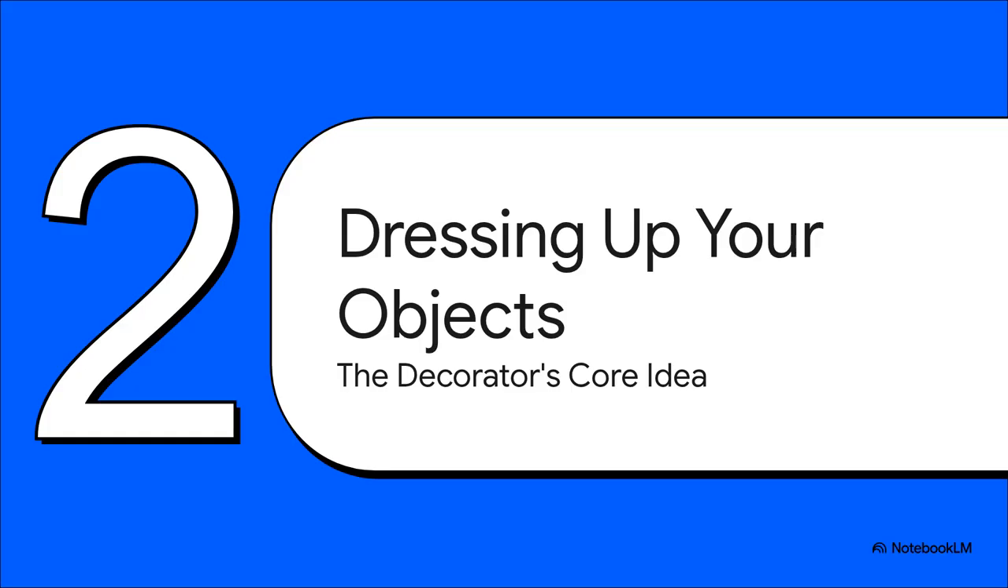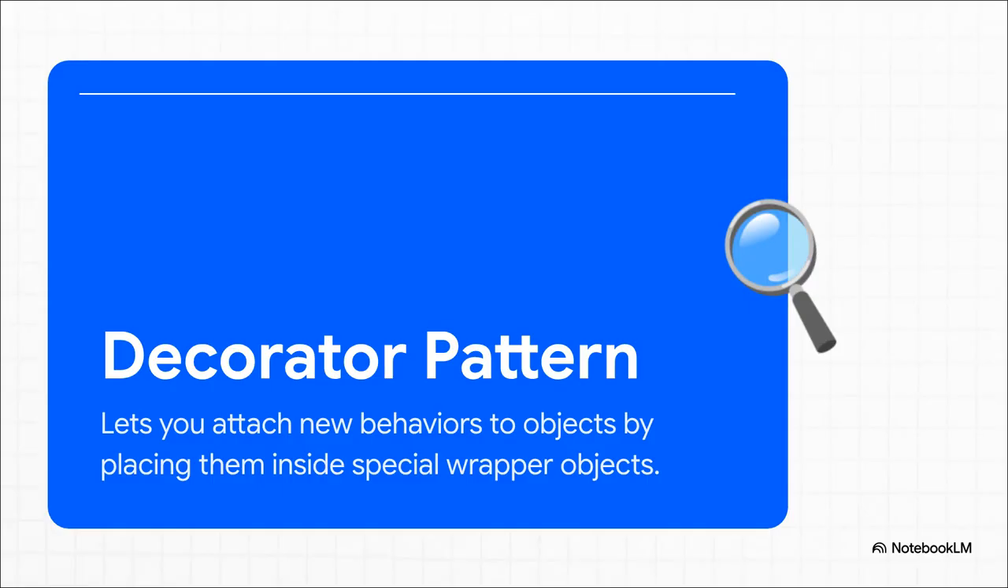The solution is to change how we think about the problem. Instead of creating a whole new type of object for every feature, we're going to dress up the object we already have. This is the main idea behind the decorator pattern. Just think of your original object like it's a person, and every new feature is just another piece of clothing you can put on them.